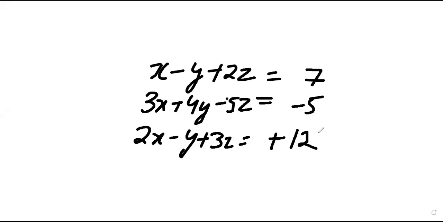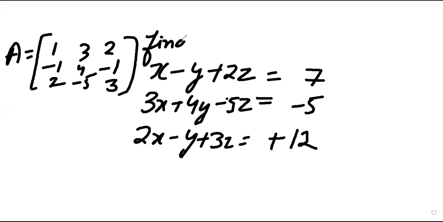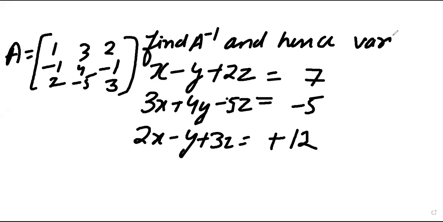Okay. So here, this is A. This is A that I have. That is 1 minus 1 2 3 4 minus 5 2 minus 1 and 3. The question is to find A inverse. Find A inverse and hence find the variable of this equation. Find out the variables of the equation. Okay. So can you see it here?